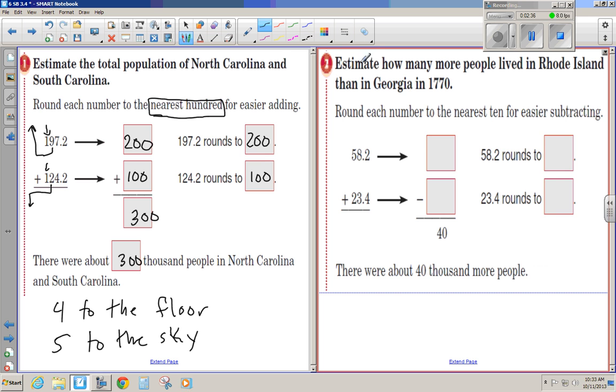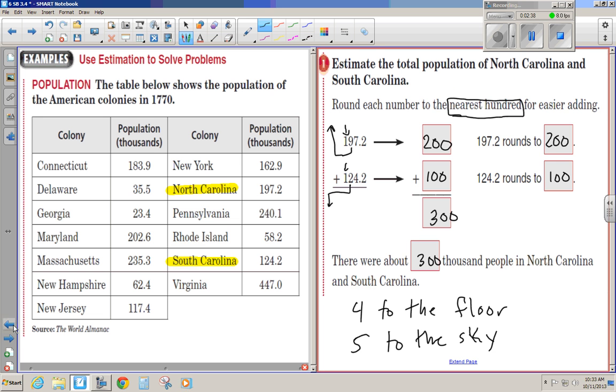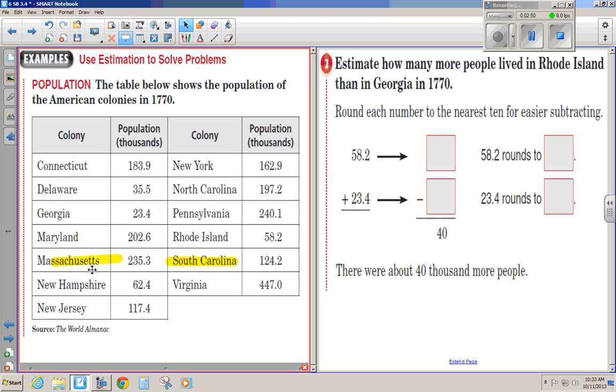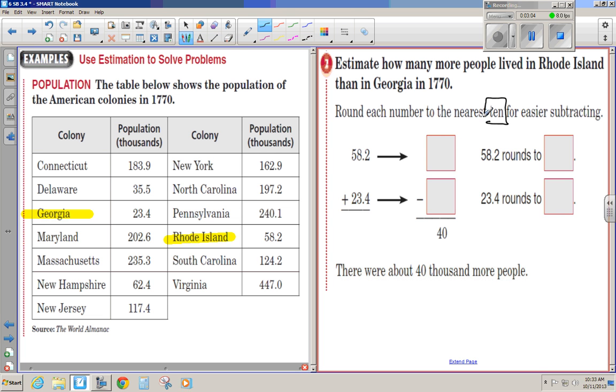Now let's estimate how many people lived in Rhode Island. How many more in Rhode Island than in Georgia? So we're going to do some estimating again. This time, nearest tens digit for easier subtraction. So tens digits right here.